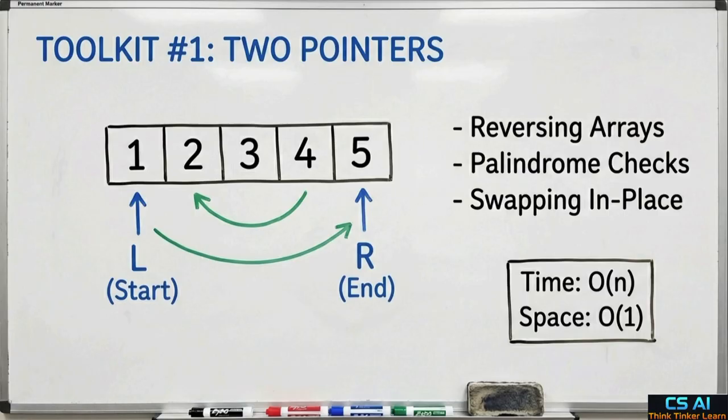Instead of using nested loops, we have two pointers, one at the start, one at the end, and we move them toward each other. This single pattern is the key to optimally solving a whole class of problems, including reversing arrays in place without creating a copy, efficiently running palindrome checks, and swapping elements without needing any extra memory. It's an elegant, efficient pattern that should be one of the first things you try for array and string problems.